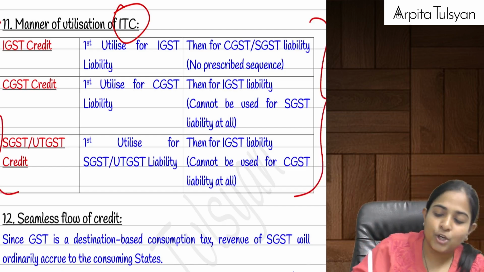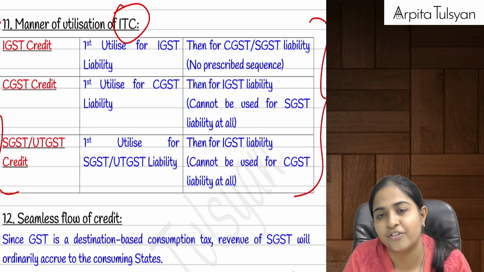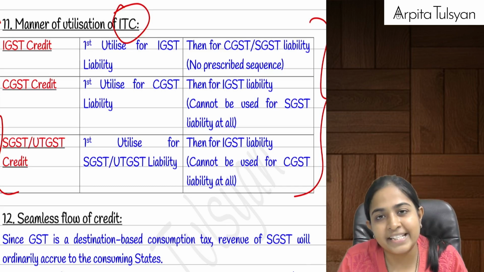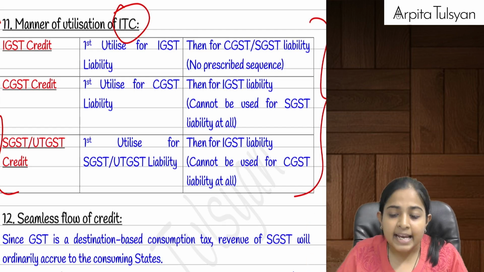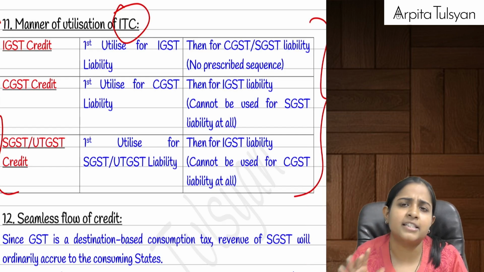Now how to utilize this particular credit? We have done numerical examples in our main lecture. Here, since this is a super quick revision, I'm just covering the overview. Now if you have paid IGST, means you have got the IGST credit. Can we use this IGST credit? Yes, first use it for the IGST liability, then use it for CGST, SGST, no problem in that.